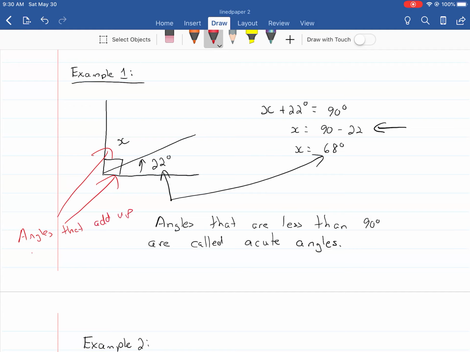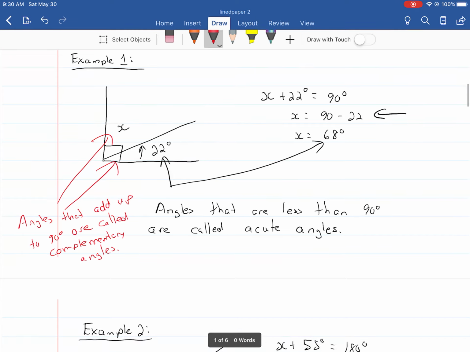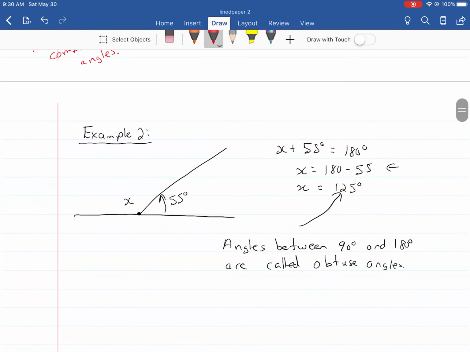Angles that add up to 90 degrees are called complementary angles.